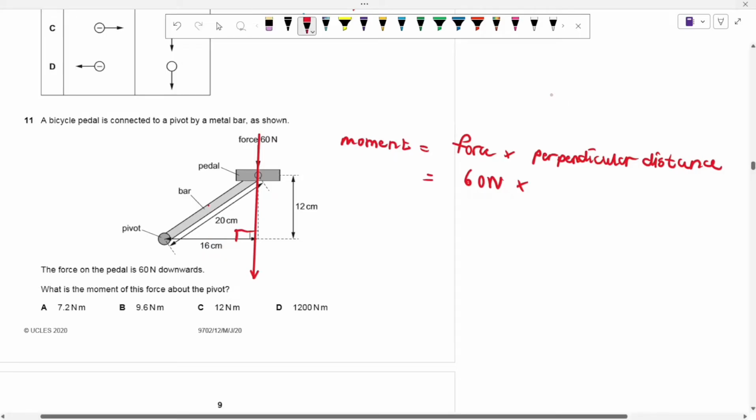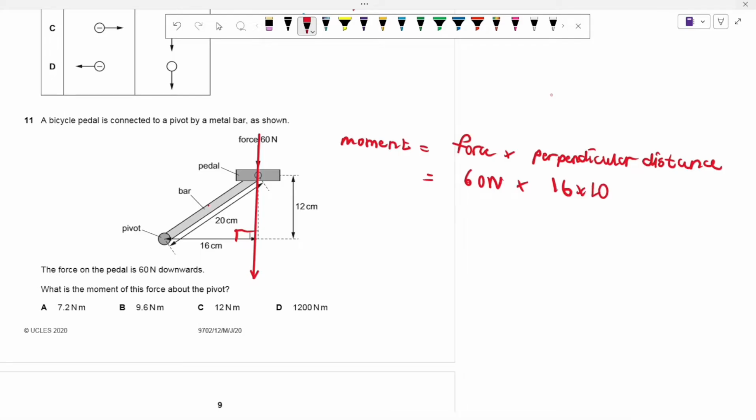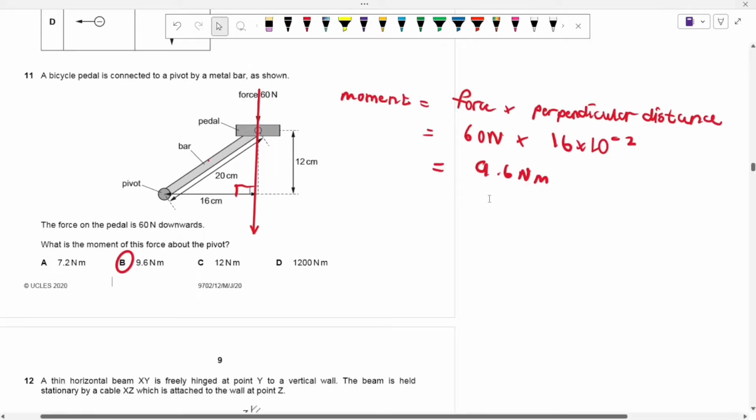So it's going to be times 16 times 10 to the power of -2. Then that's going to give you a moment of 9.6 newton meters, right? So the correct answer will be B. I just needed you to know what exactly is the moment of a force and what distance we will be looking for when we're talking of that specific scenario.